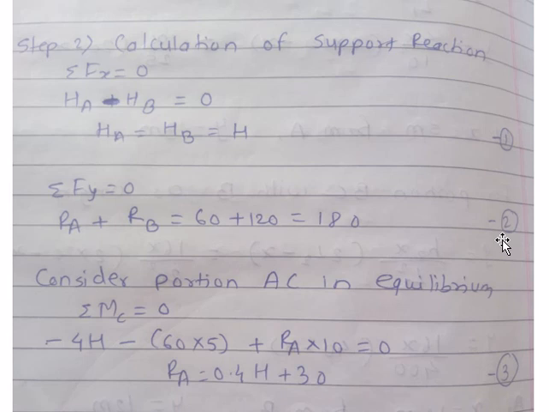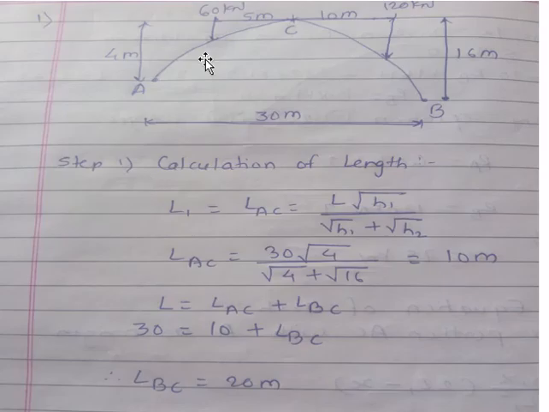This is equation number 2. Then next step, consider the portion AC in equilibrium and take the moment at point C. At that time we have to consider this AC portion only, and the forces which are acting on this AC portion. So we have to calculate the bending moment at this point C.